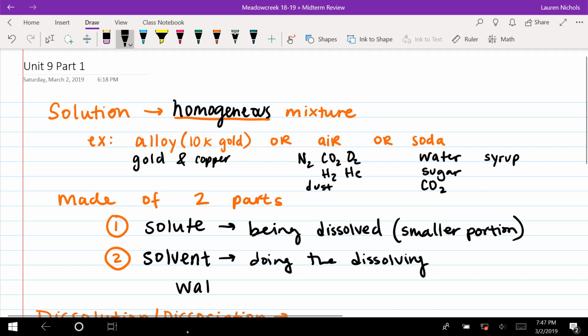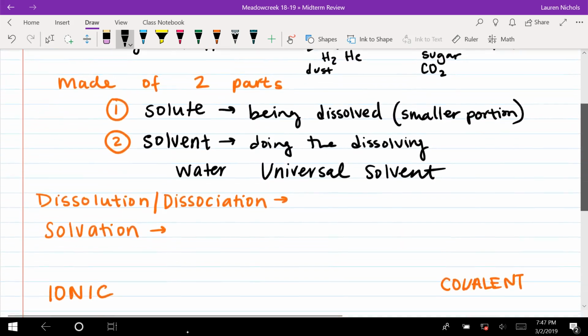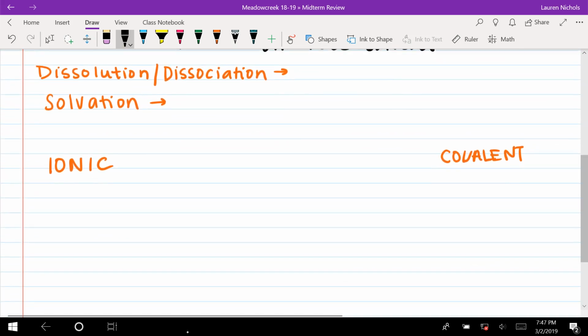Water is called the universal solvent, and that is because it is really good at dissolving pretty much everything for the most part, but it just needs a lot of time in order to do so. So, universal solvent. Next, if we know a solute and a solvent are involved in a solution, how does the solute actually dissolve? What's the process? The first thing is dissolution or dissociation, which get used interchangeably, and this means to break apart into ions.